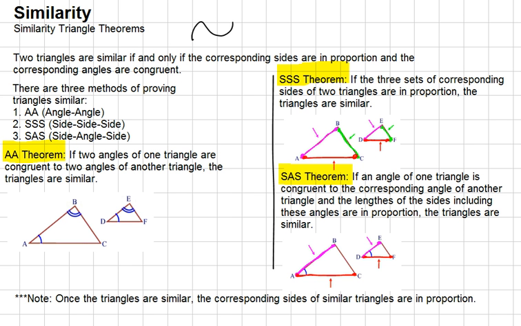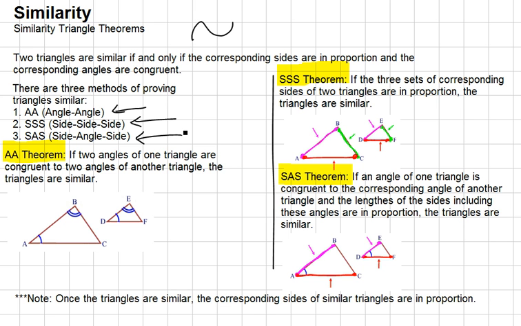There are three methods of proving triangles are similar. We have AA, which is angle, angle. We have side, side, side, SSS. And then we have SAS, which is side, angle, side. So let's look at them one by one.